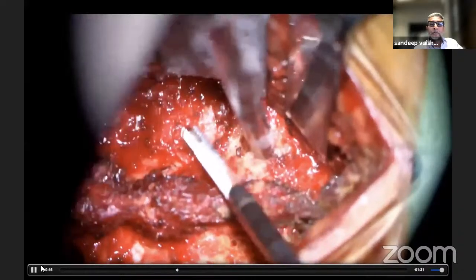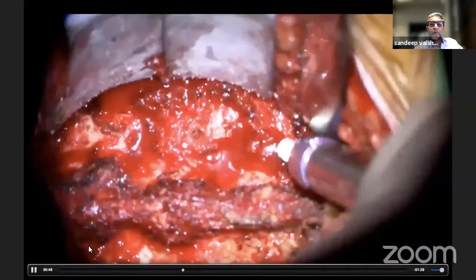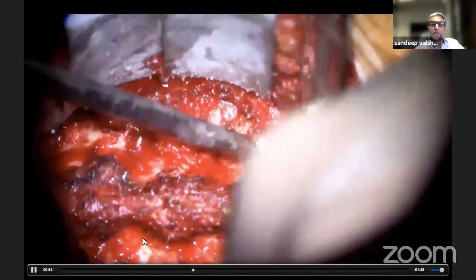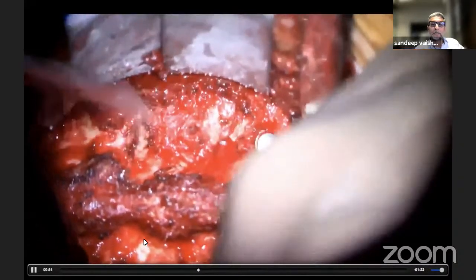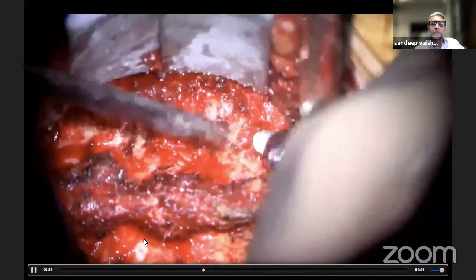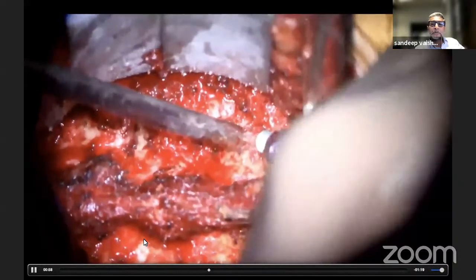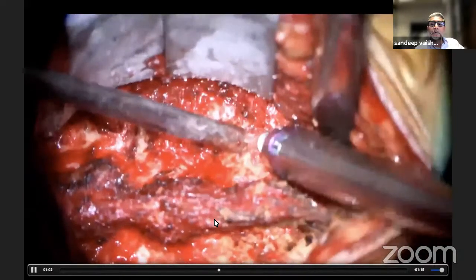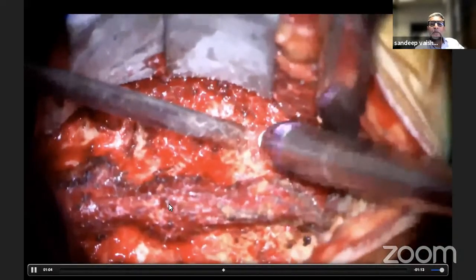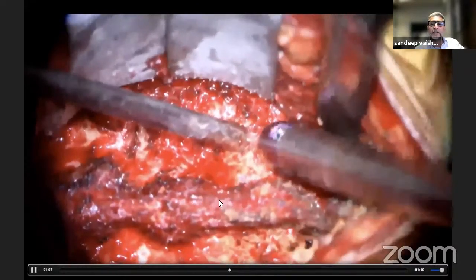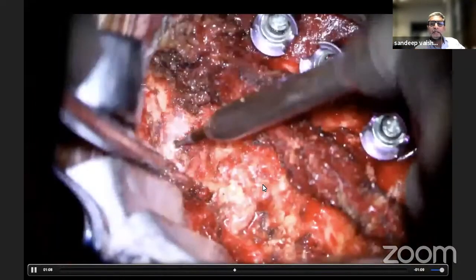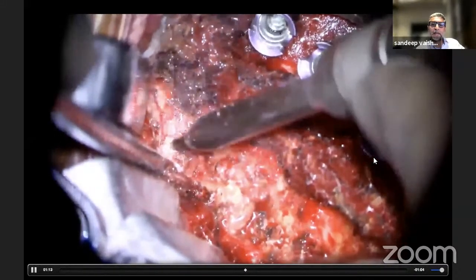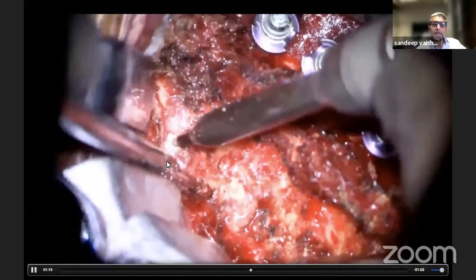Occasionally you may encounter bleeding from one of the holes, and the easiest way to counter that is to just put in the screw in that hole and it will stop. So I make all the holes on one side and then insert screws sequentially on that side, and then I go to the other side. Now you can see screws have been placed from C3 to C6 on the right side. And now I'm doing it on the left side.